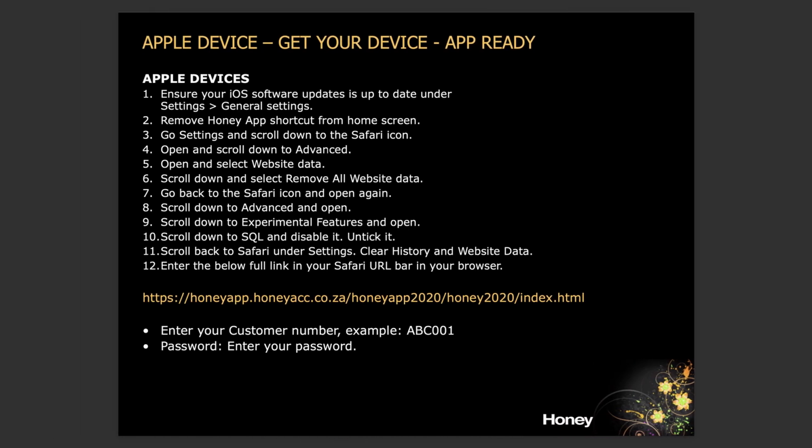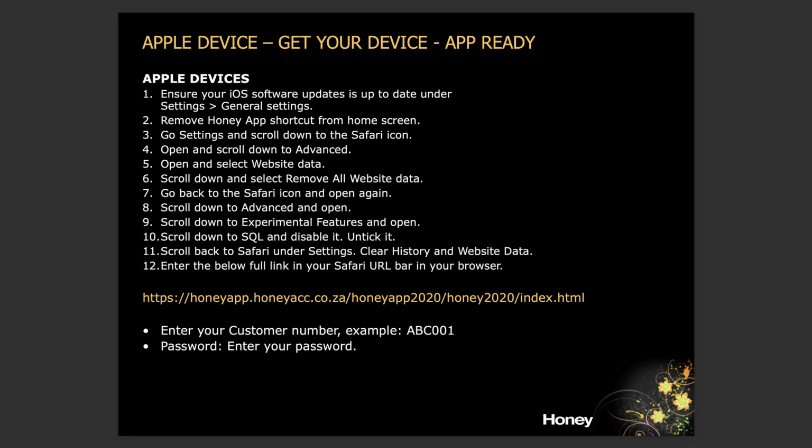As a Honey user, you can also have an Apple device, an iPhone, or any of the other Apple devices, and you want to install your app. It works a little differently than an Android device, so let's go through the steps quickly. On the Apple devices, ensure your iOS software is up to date under Settings, under General. Remove the Honey app shortcut from your home screen.